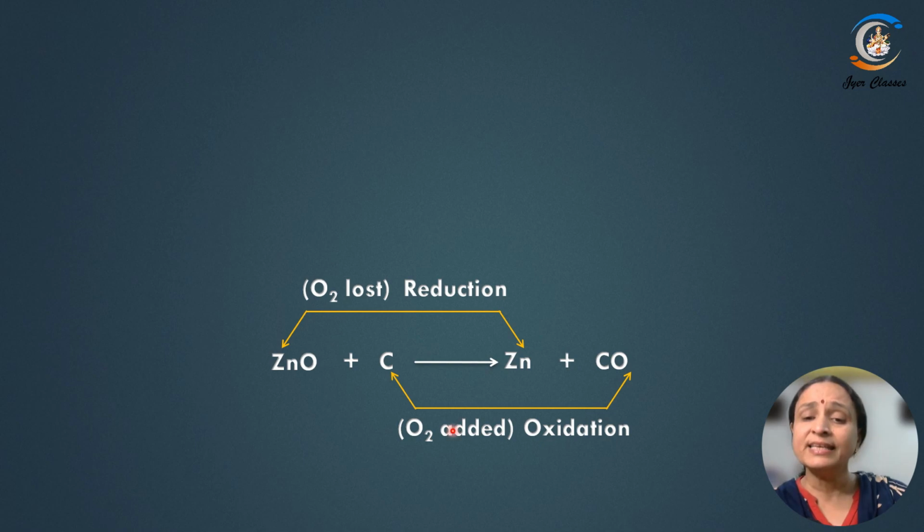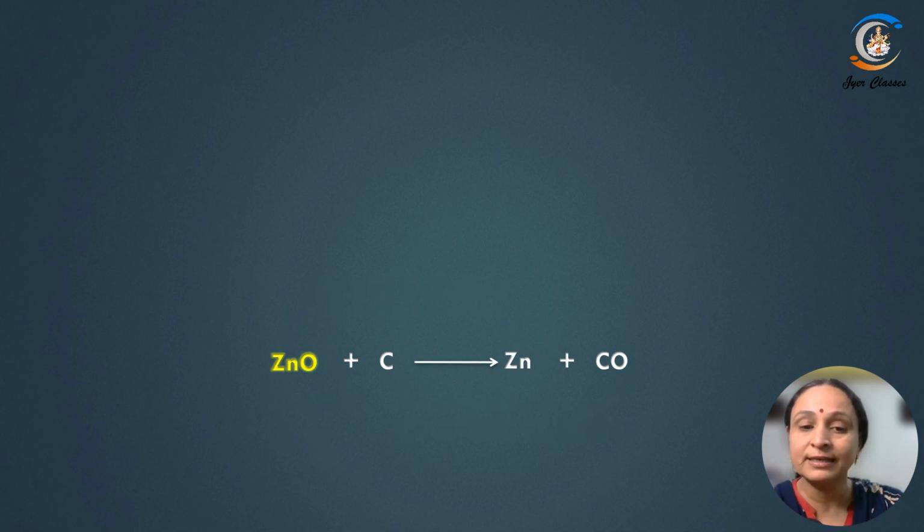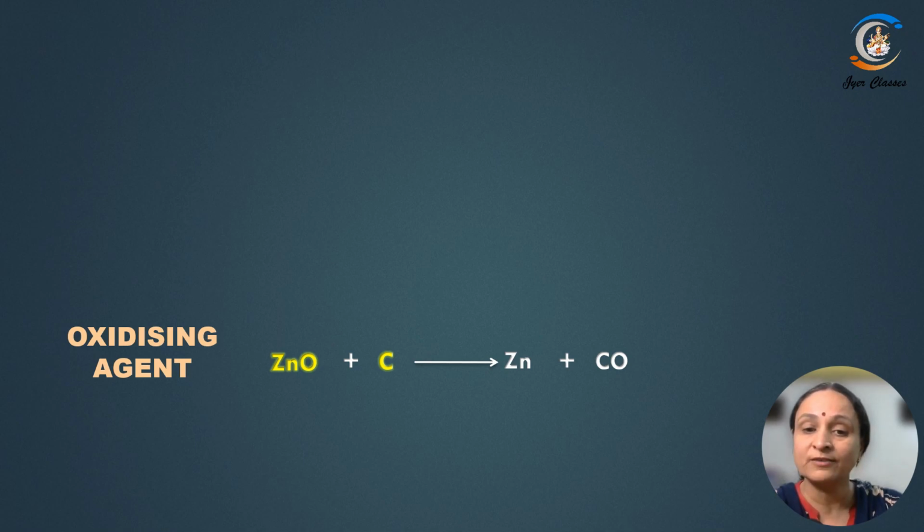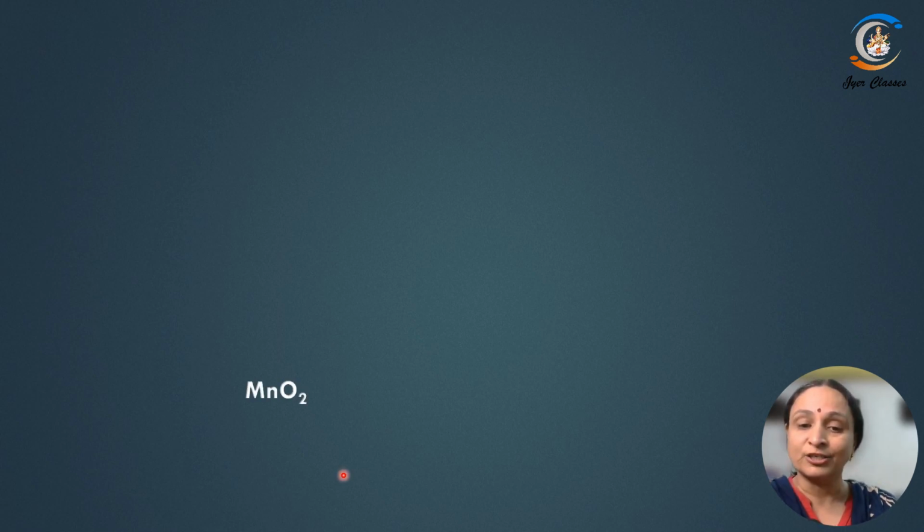So here we can see again the oxidation and reduction has taken place simultaneously. So this is an example of a redox reaction, right? And here you can see this zinc oxide provides oxygen, so it is the oxidizing agent, and carbon takes away the oxygen from zinc oxide, so that is the reducing agent, right? Now with these examples, I think you must be clear about oxidation as well as reduction.